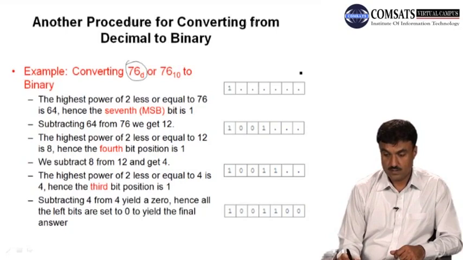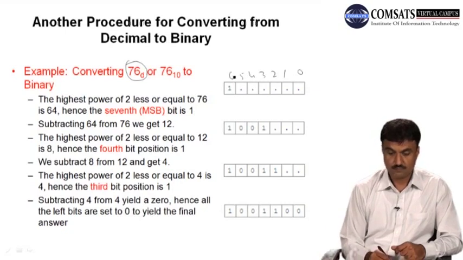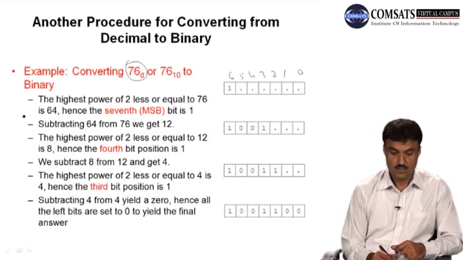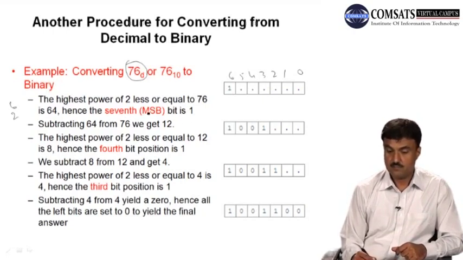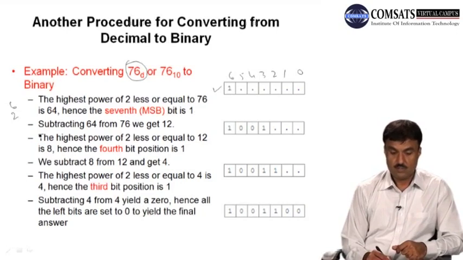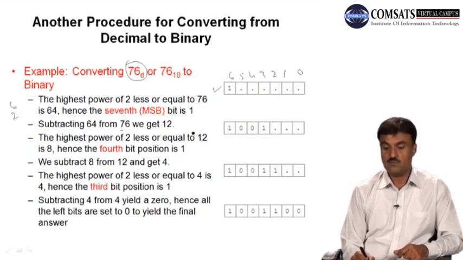For example, we will write the powers 0, 1, 2, 3, 4, 5, and 6. So the highest power of 2 that will produce a value less than or equal to 76 is 64. So it is 2 raised to 6. And the 7th bit, the 7th most significant bit, will be 1, so we write 1 here, and now subtract 64 from 76, we get 12.